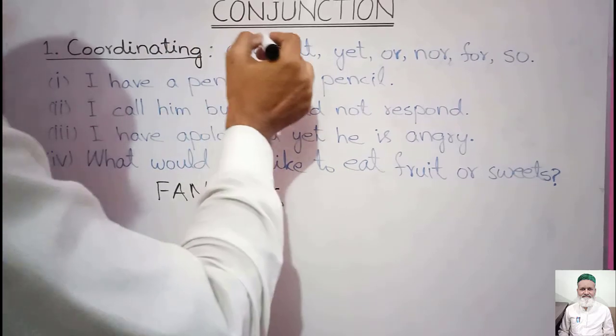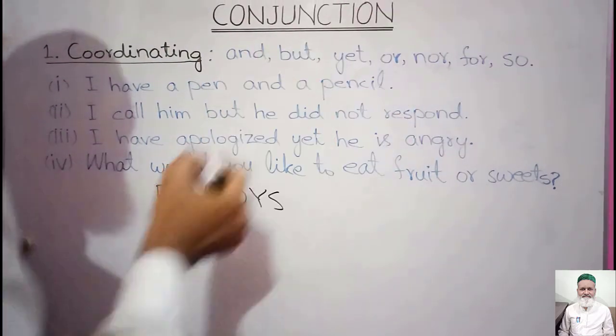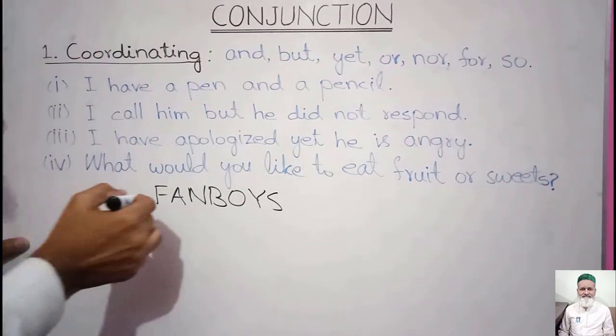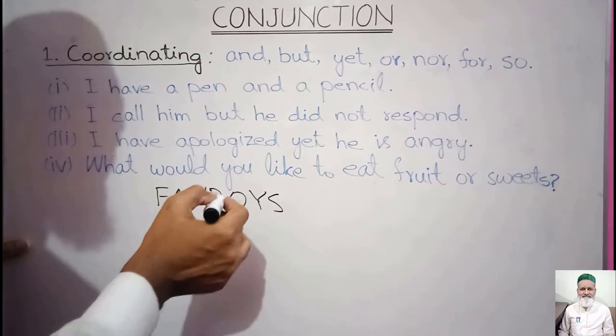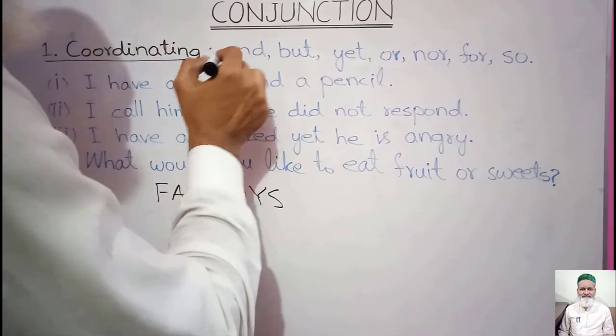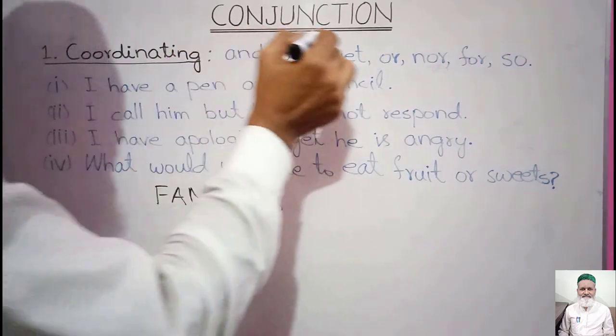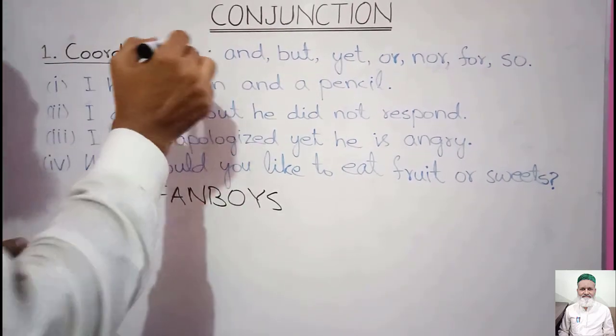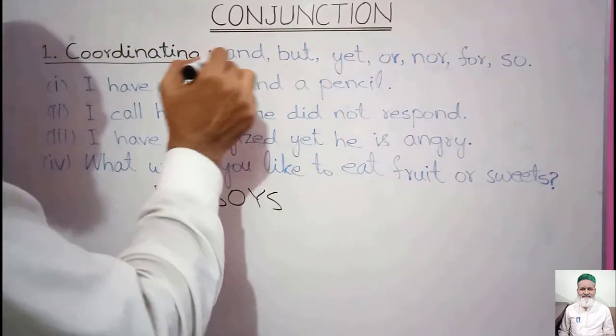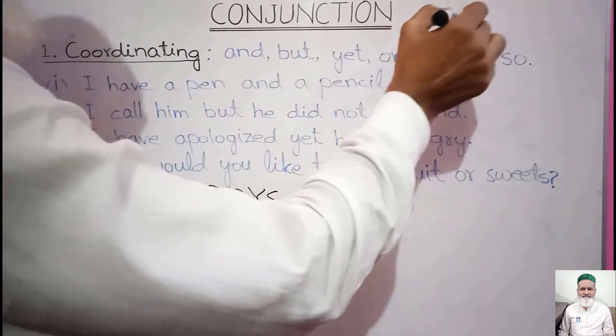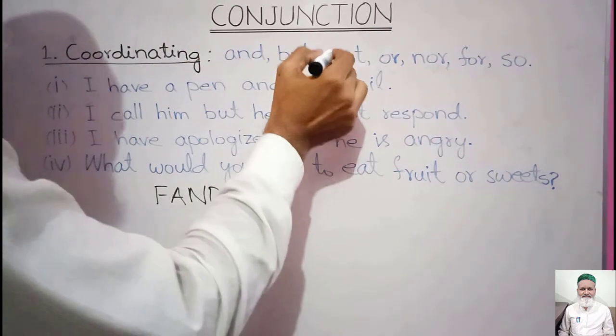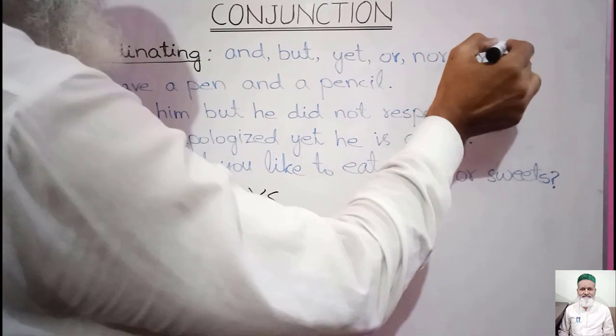So you can remember all these 7 conjunctions with the help of this acronym fanboys, or the order in which I have written here. I like this order to remember all these 7 conjunctions: and, but, yet, or, nor, for, so. And, but, yet, or, nor, for, so.